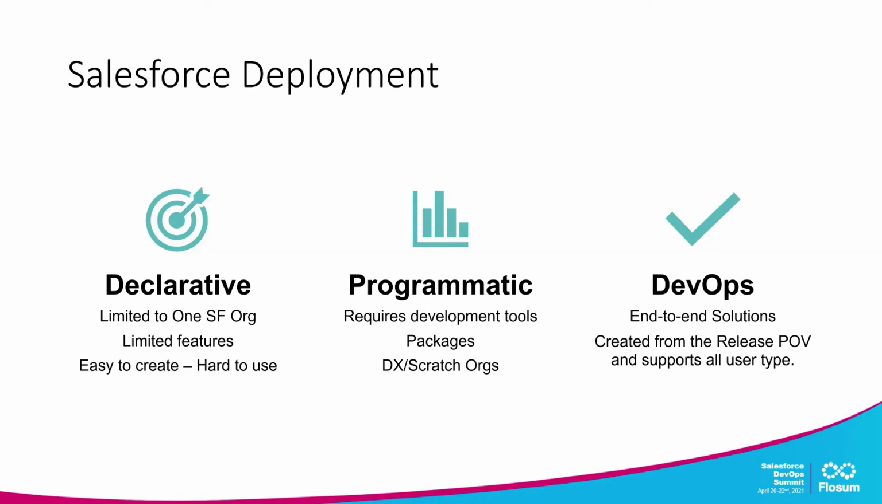Then, of course, you have a programmatic approach that's utilizing your development tools, your packages, as well as external capabilities. You have DX, you have scratch orgs that are available to you from a programmatic side. And the challenge there is that most administrators don't necessarily have the expertise in the tools necessary to really run and use those processes. And then, of course, you have a product, like the Flowsome product, which is a full DevOps end-to-end solution. And it's really designed to provide you with a solution that covers all user types, but also all deployment requirements. And we'll spend a little bit of time walking our way through that.